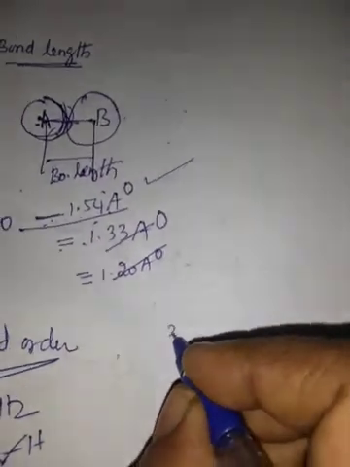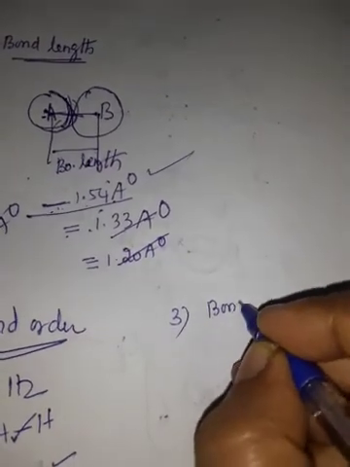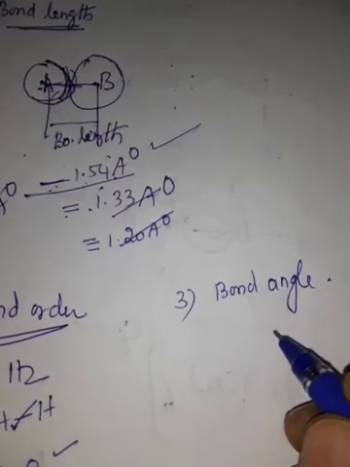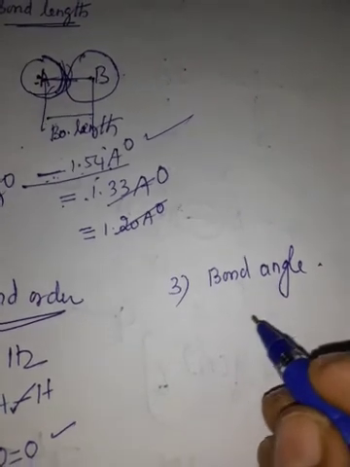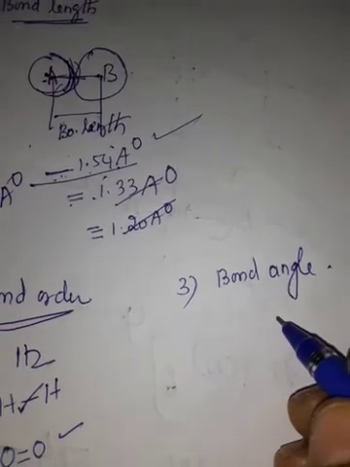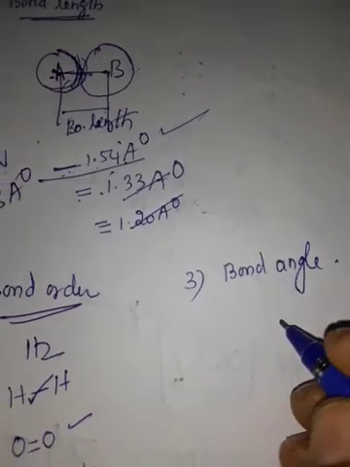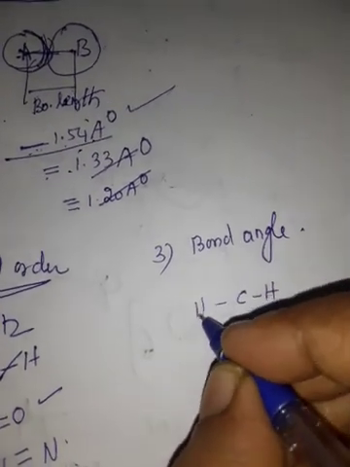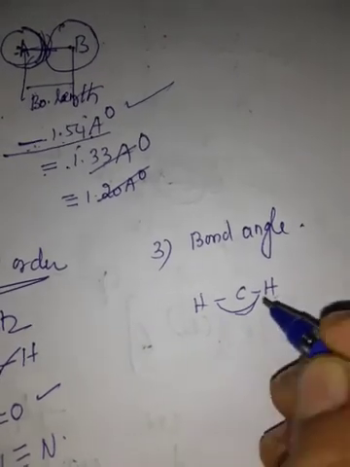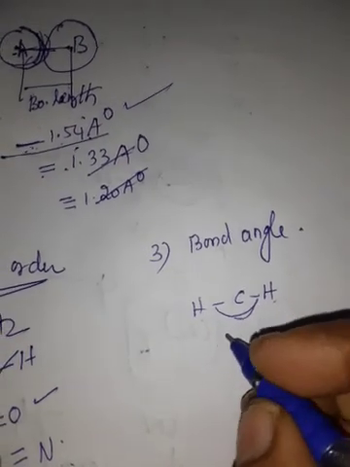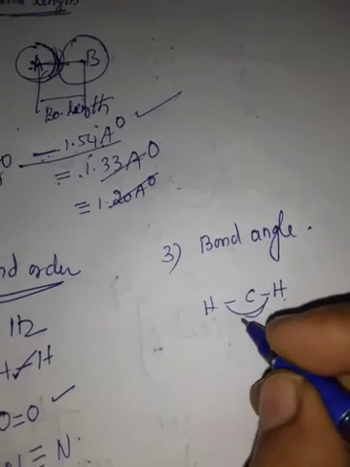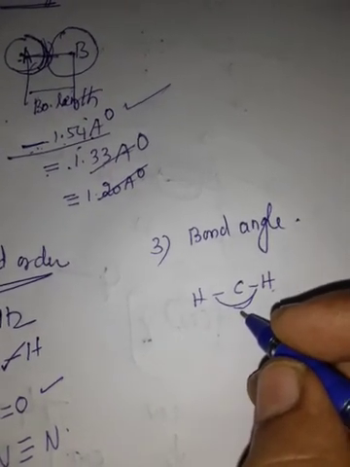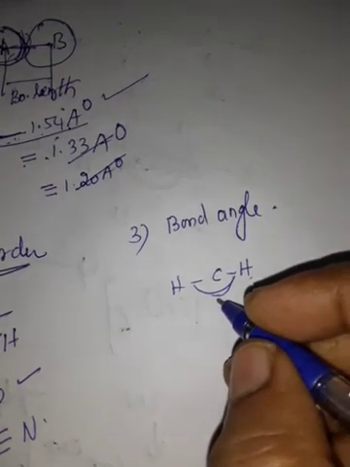Number 3, bond angle. Bond angle means the fixed angle between two covalent bonds. For example, see carbon-hydrogen, and the other carbon-hydrogen bond; the angle between these two bonds is the bond angle. It is usually expressed in degrees and determined by spectroscopic methods.